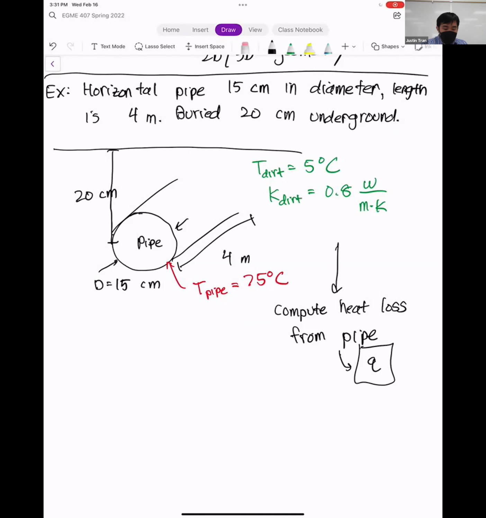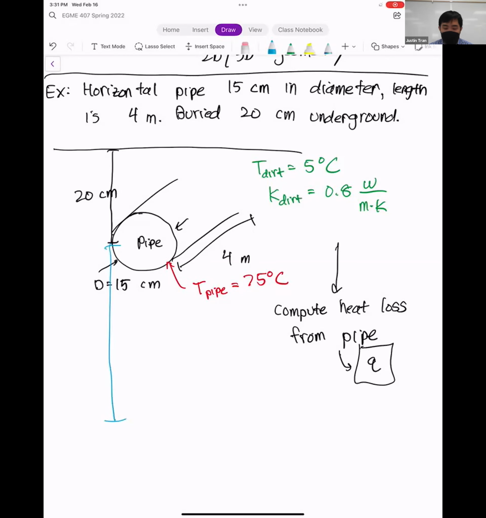This is an interesting situation because normally we have a pipe, which we associate with cylindrical coordinates, right? On first glance, you would think that maybe we can solve this with the cylindrical resistances that we've looked at before. The challenge is that this is an asymmetric situation. Above the pipe, we have 20 centimeters of dirt, and below the pipe, we actually have a lot more dirt.